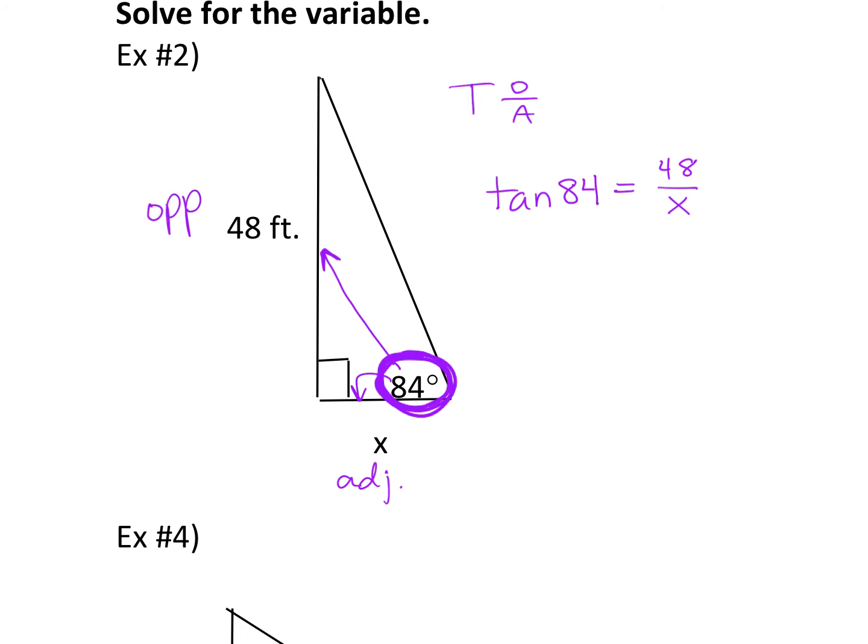How we doing? Callie? You wouldn't put feet, right? No, we're not going to label anything until the very end. Yeah, thank you.